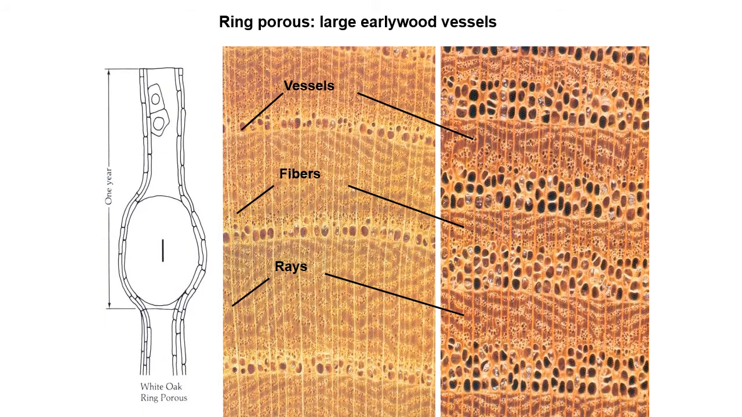So here's some ring porous species. So again, most of those big vessels are right in the early wood. So we can see there, sometimes that early wood is several layers of vessels thick, and then the darker material is fibers, which is the structural support, and then you can see the rays running through here, the rays that move this way.